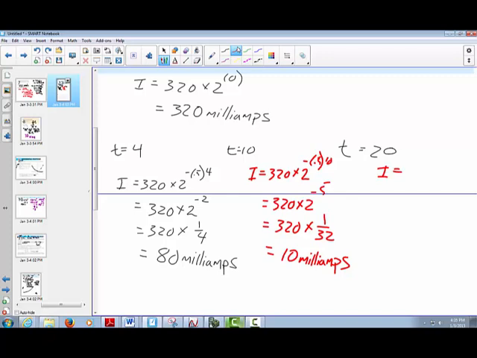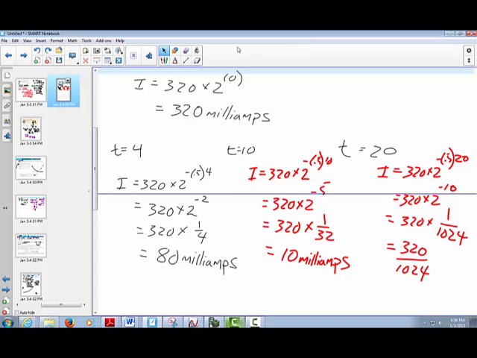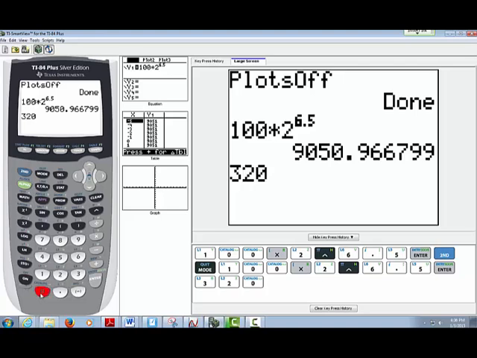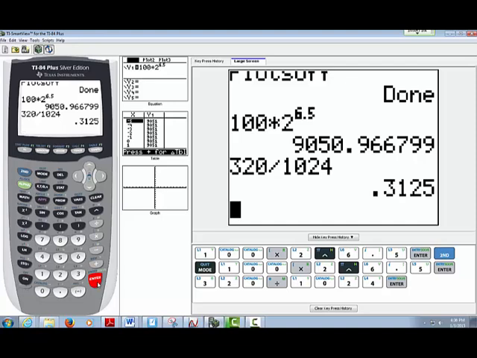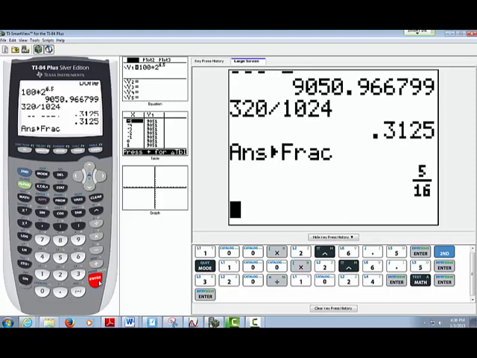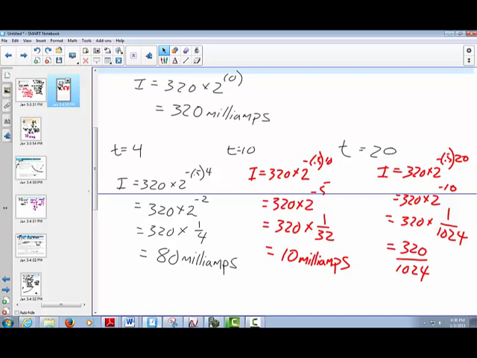I equals 320 times 2 to the power negative 0.5 times 20. So that is 320 times 2 to the negative 10, which is 320 times 1/1024, equals 320 over 1024. And because you guys love the calculator, I do too. That's 320 divided by 1024. Enter. Ugly number, so we're going to go math frac: 5/16. I like that number a little better. Equals 5/16 milliamps.